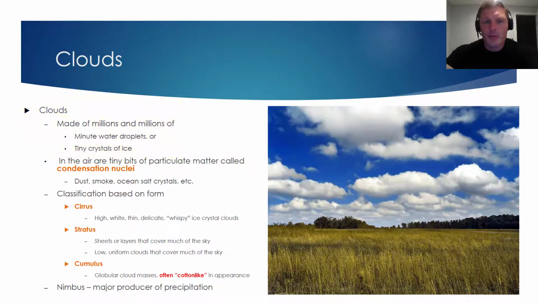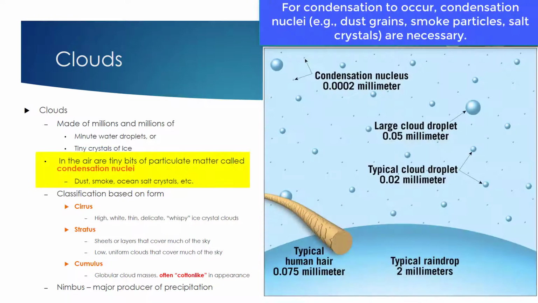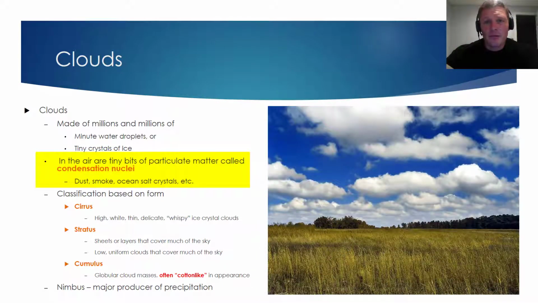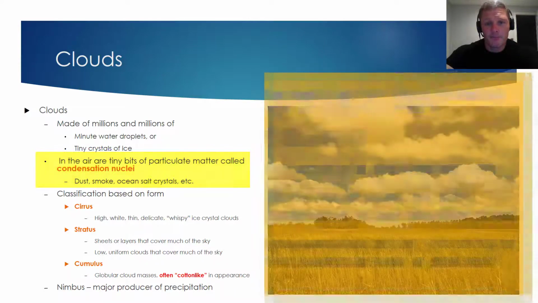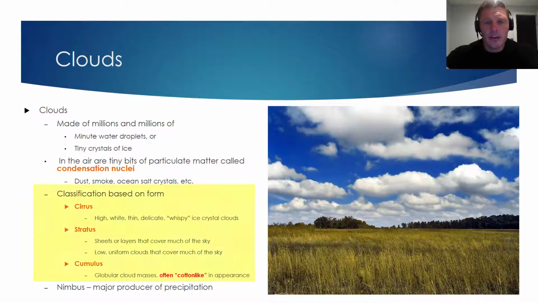In Chapter 11, we talked about the importance of aerosols in our atmosphere, and those tiny little bits of dust or smoke or ocean salt can serve as condensation nuclei for those little droplets to form on. So keep this in mind. Some of the key ingredients for cloud formation include saturated air, an air parcel that can rise and cool adiabatically, an air parcel that can be forced high enough to reach the condensation level, which is where the dew point temperature occurs, and we need the presence of condensation nuclei because when water vapor starts to condense, it needs something to condense on.